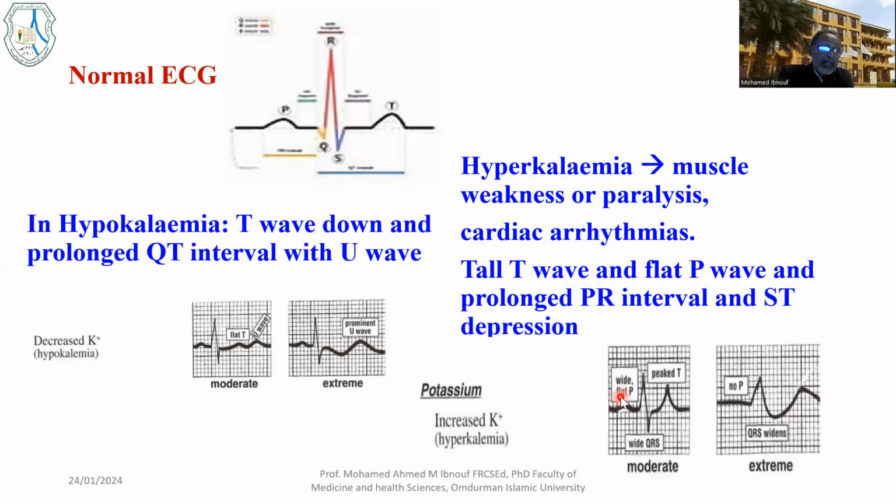The ECG changes are usually seen in hypokalemia. The T wave will be flat, and the QT interval will be prolonged. While in hyperkalemia, the T wave will be long and tall, and the P wave will be flat, and the PR interval will be wide with ST segment depression.